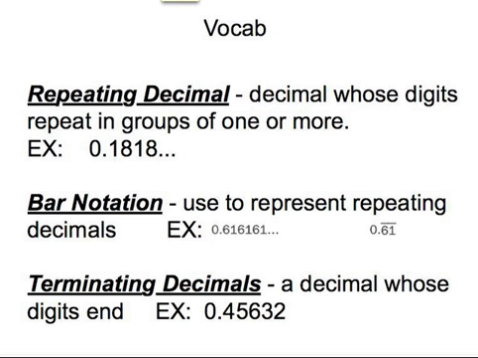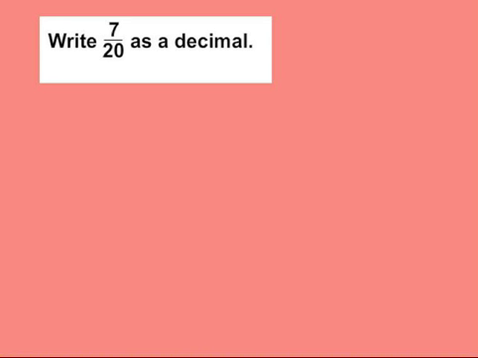So we're going to start out with a quick review of the vocab. Again, you should have all of this in your notes. A repeating decimal is a decimal whose digits repeat in groups of one or more, so a pattern or not. Bar notation is what we use to represent repeating decimals. So in this example here, the pattern is 0.61, 61, 61, that's what repeats. So we can just put a bar over the 61 to indicate that that's the pattern that repeats. And terminating decimals are decimals whose digits come to a complete stop.